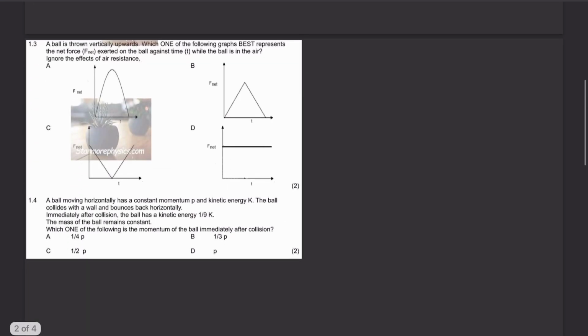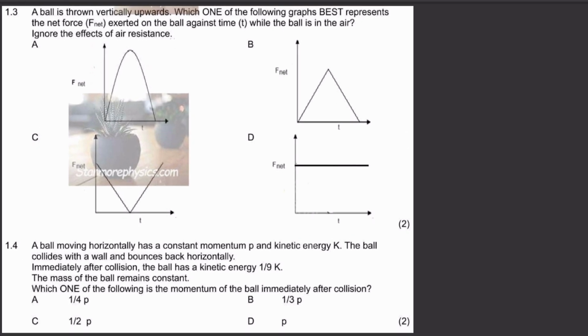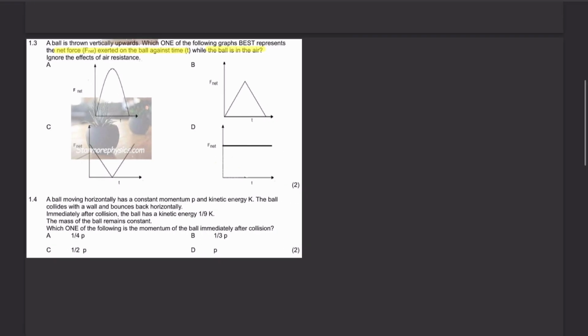Okay, question 1.3. A ball is thrown vertically upward. Which one of the following graphs best represents the net force exerted against time while the ball is in the air? Okay, so when the ball is in the air, let's draw a free body diagram for it. There's only one force acting on it, which is the force of gravity. So if we had to do an F net, we'll say F net equal ma. Since there's only one force acting on it, it'll be Fg equal ma.